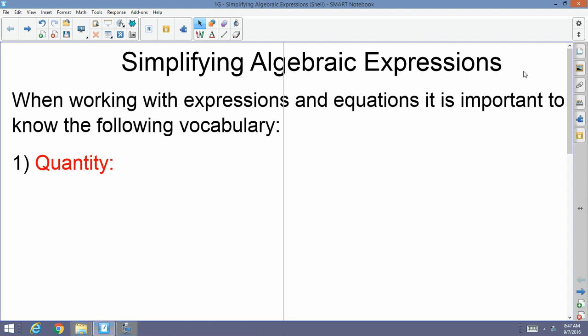Today we're going to wrap up our first chapter by learning how to simplify algebraic expressions, okay? Now, when working with algebraic expressions, well, with any expressions and equations, it is really important to know the following vocabulary that I'm going to be very specific about.